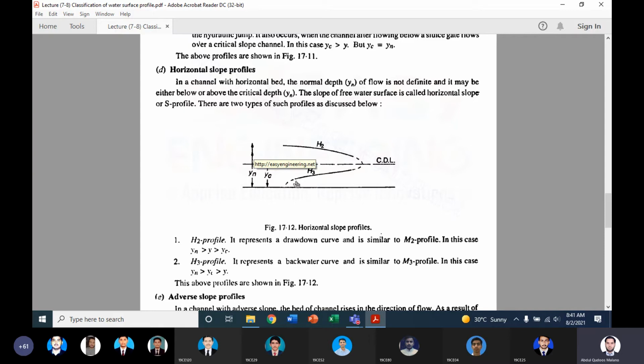दिस इज अ वेरी कॉम्प्लिकेटेड स्लोप, ये तकरीबन आप प्रैक्टिकली देखेंगे आपको मिलेगा नहीं किसी भी चैनल्स में. ठीक है, बट हाउएवर if this is to be provided somewhere else for any reason, तो इट विल हैव दीज टू प्रोफाइल्स. ठीक है जी, ये बात समझ में आ रही है?